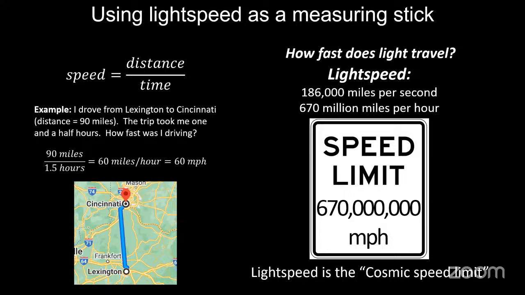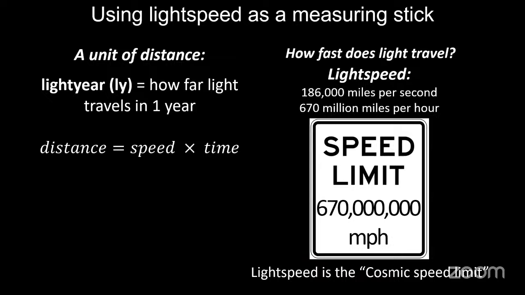So light travels super fast, and that actually helps us because it makes it a good measuring stick to trace the very vast distances in the universe. So how do we use light speed as a measuring stick? Well, if you take that equation that defines speed as distance divided by time, we could rewrite this as distance equals speed multiplied by time. And a light year we can define as a unit of distance, which is how far light travels in 1 year, 365 days.